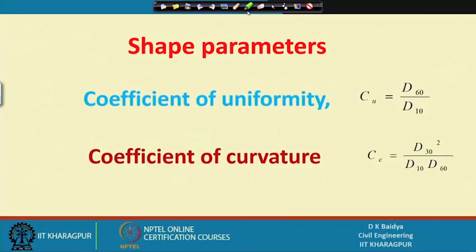Similarly, the coefficient of curvature, the equation is given as Cc, that is d30 square by d10 into d60. Here also, from the curve itself, these three quantities are to be noted, and this can be calculated, and you will get another number. And if this number is greater than 4, it is generally gravel, and greater than 6, generally it is sand. So, like that, some qualitative information can also be found from this number. So, this is about the grain size distribution and some calculation.